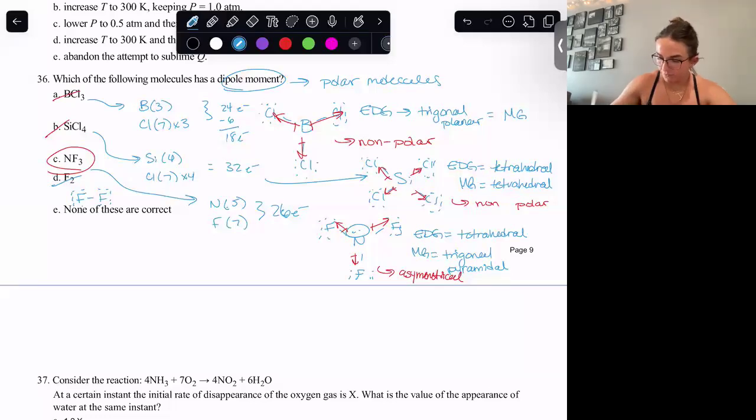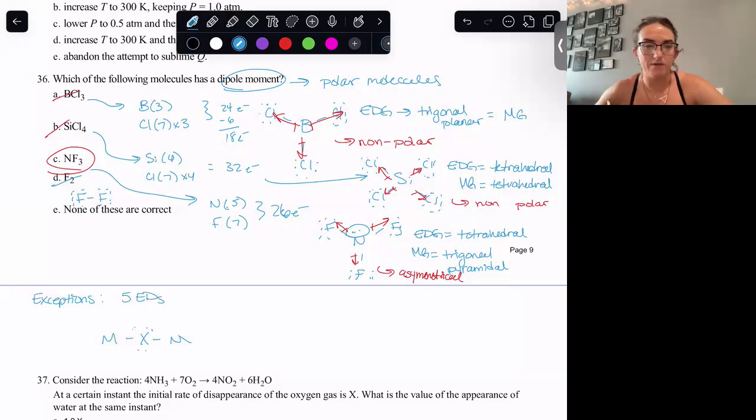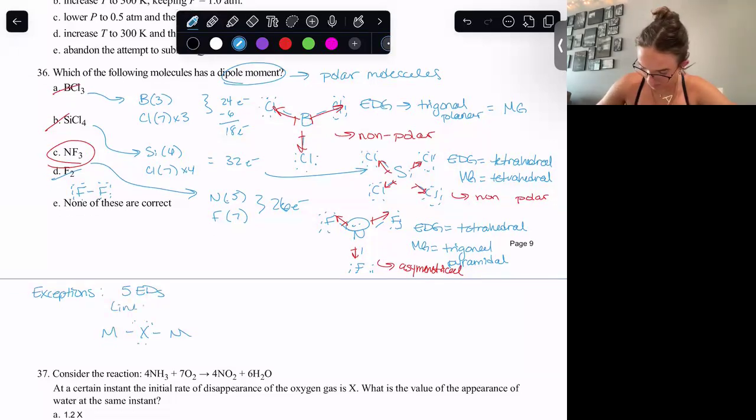Great. So for your exceptions, we have 5 electron domains, with a central atom, and that's when you have a linear shape. These are both at the axial positions, and all of your equatorial atoms are lone pairs. This is something that has lone pairs, but is still nonpolar.